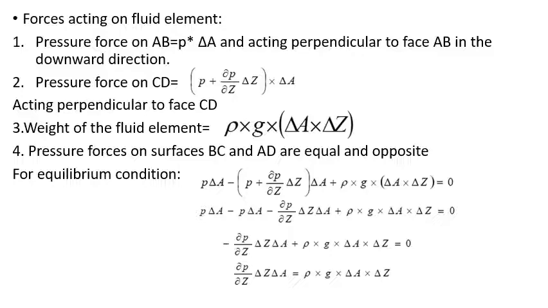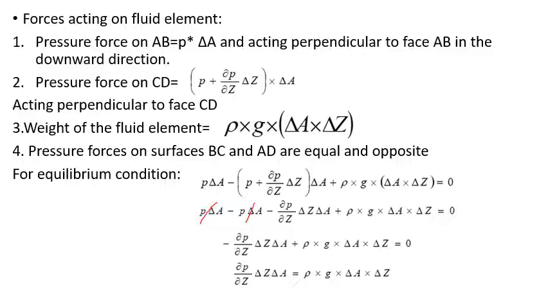Now, P into delta A, and simplifying these terms, each is multiplied with delta A. The minus sign and the minus sign are there, and once again there is delta P by delta Z into delta Z into delta A, plus rho into g into delta A into delta Z is equal to 0. Some terms get cancelled, so this one cancels with this one, and the remaining terms are minus delta P by delta Z into delta Z into delta A plus rho into g into delta A into delta Z is equal to 0.